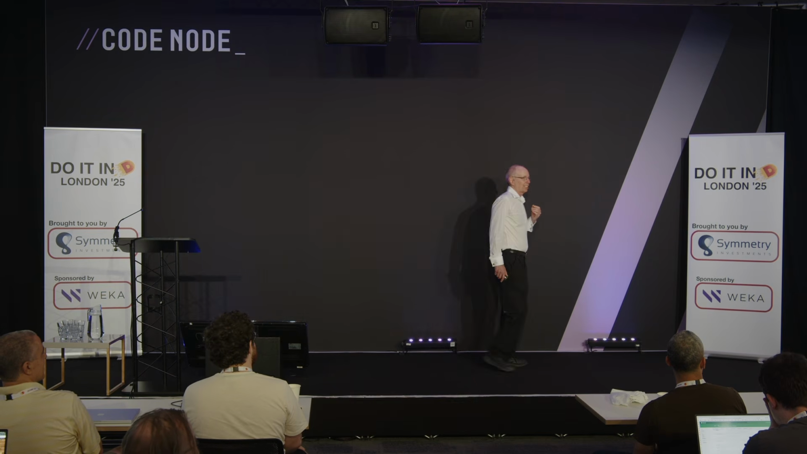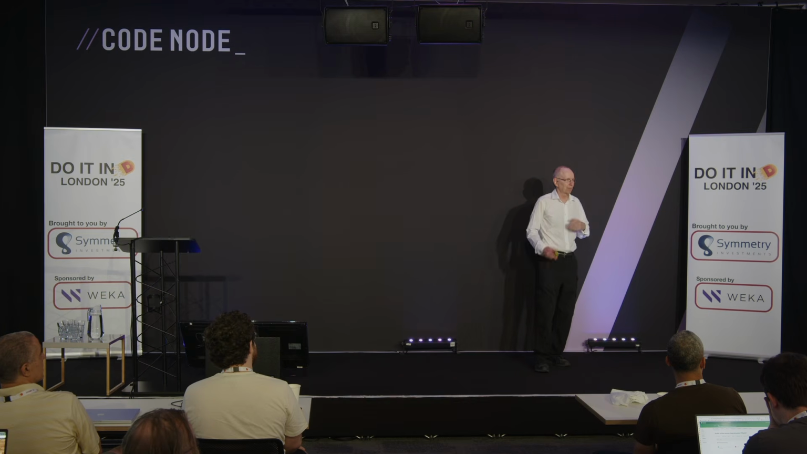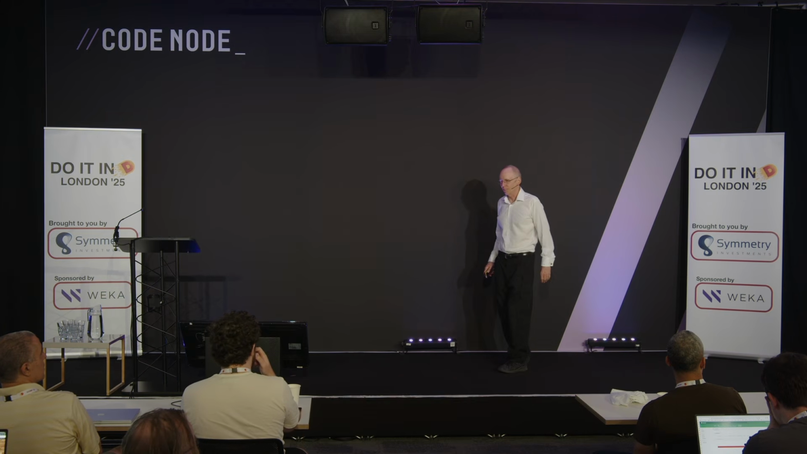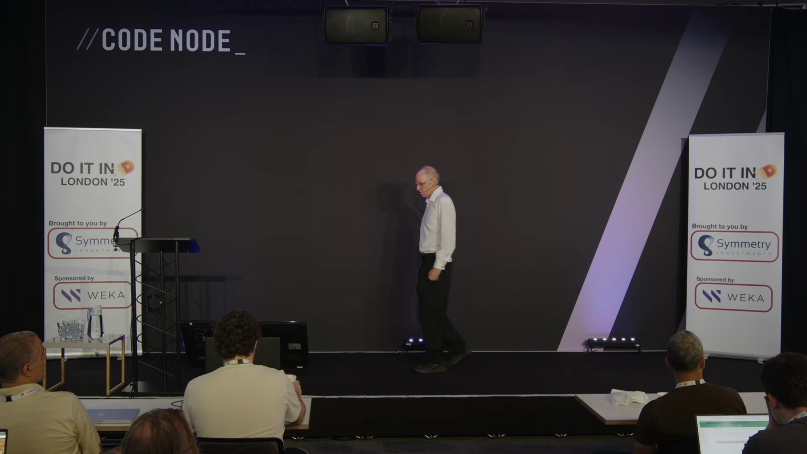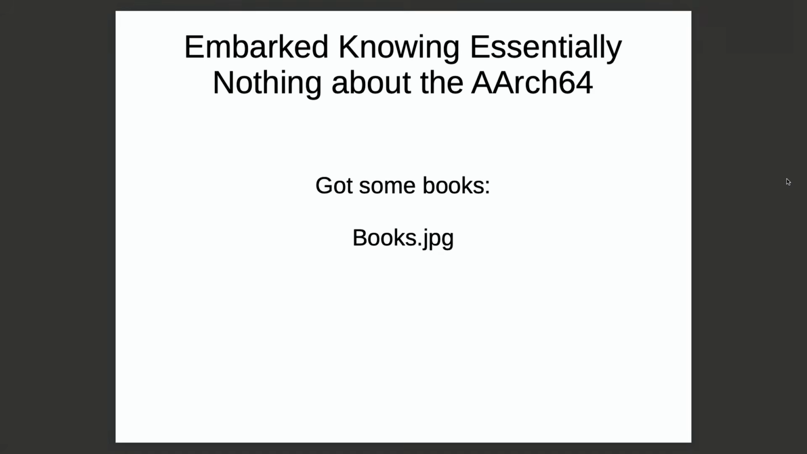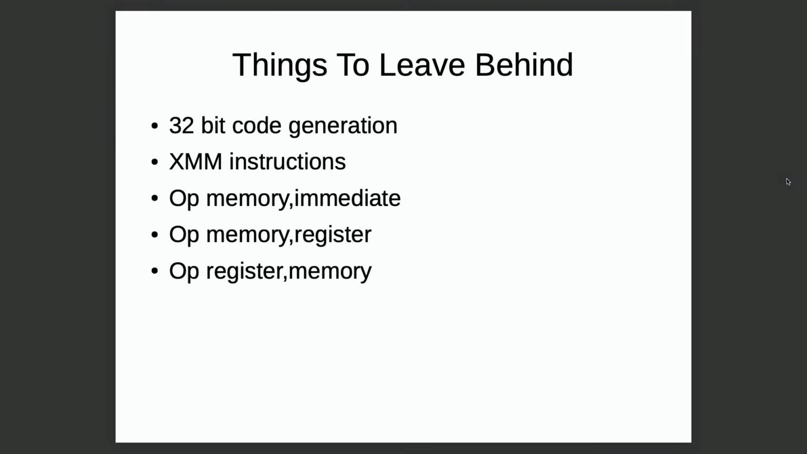Doesn't really matter. What I did was I bought a couple of books on how to write assembly language for the ARM. And those books turned out to be useless because they didn't really explain anything about it. Things I don't need from the existing code generator: I made an executive decision that 32 bits are the best, so I'm not going to bother with that. Of course, I don't need XMM instructions.